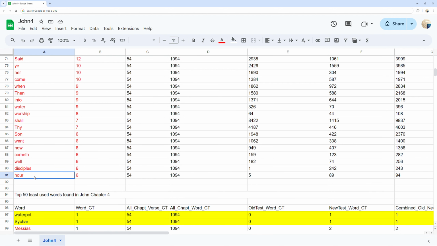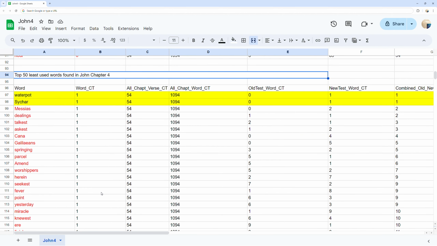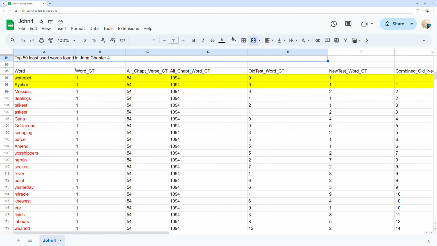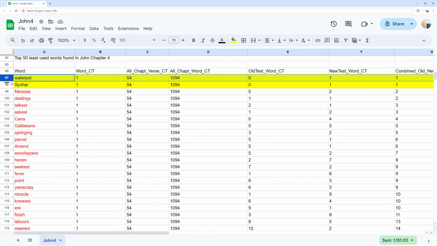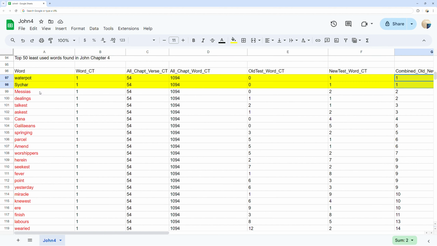Top 50 least used words found in chapter 4. You can see the least frequent words in John chapter 4 and the word count for each. As well, you can compare that to the total times those words are used in the whole of each Old Testament, New Testament, and both Old and New Testaments. You can see 2 words in yellow highlight which instances are only found one time in all the Bible, making it a rare occurrence only found in John chapter 4.